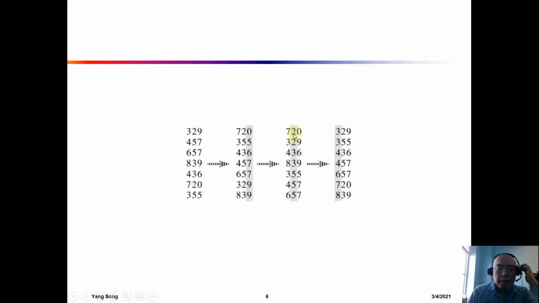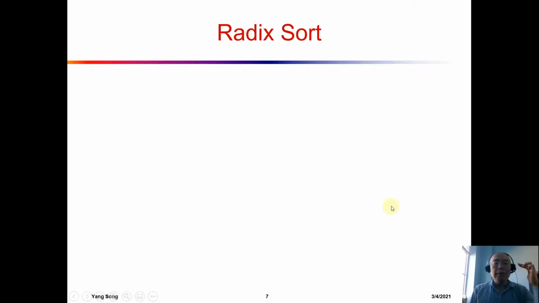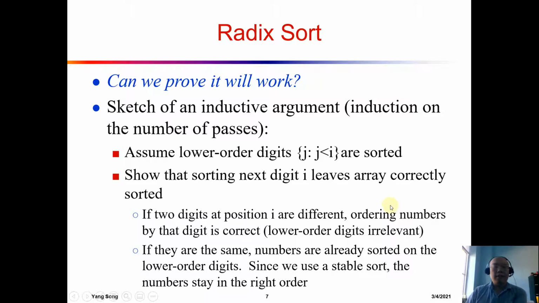Okay, we only do the first digit. In the second pass, we do the middle digit. And then on the last pass, we do the last digit. So we are sorting from the least significant digit up to the most significant digit. Okay, and then we also have to discuss the correctness of the radix sort.